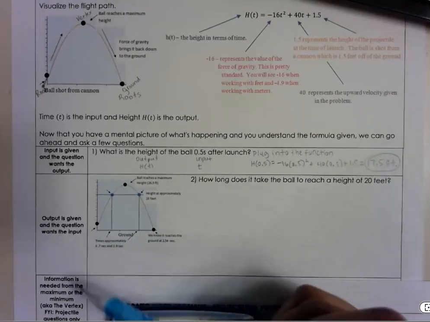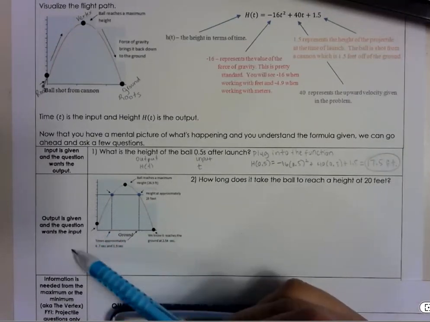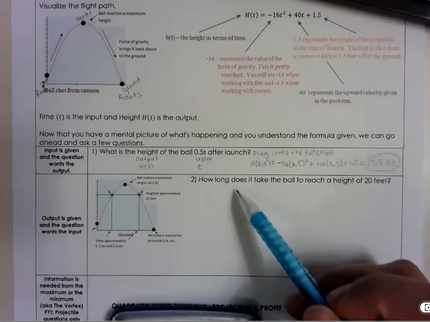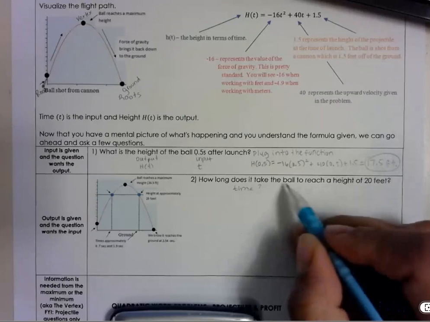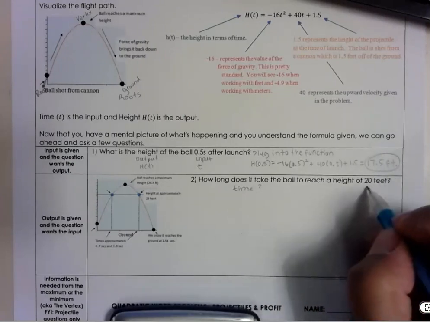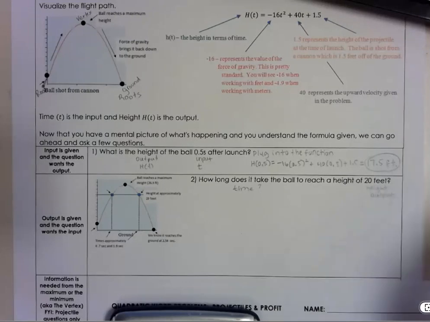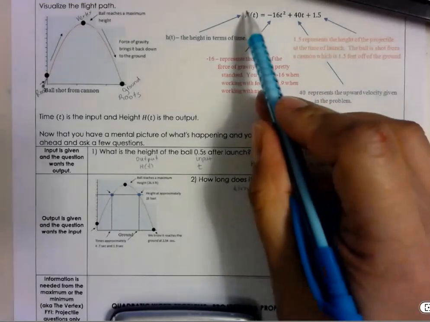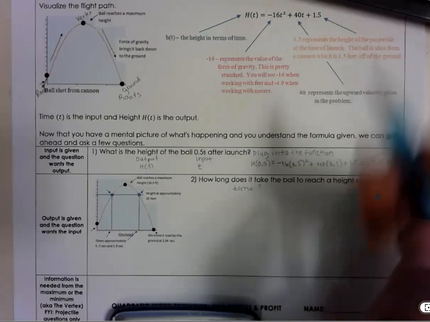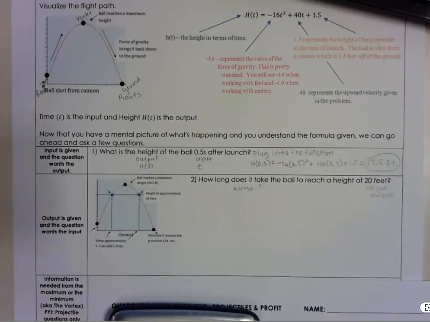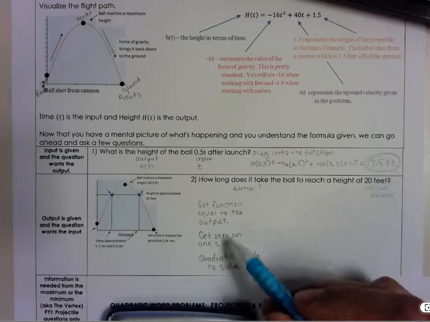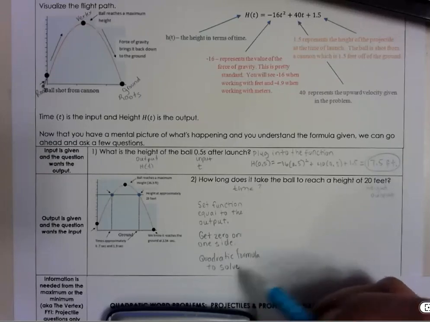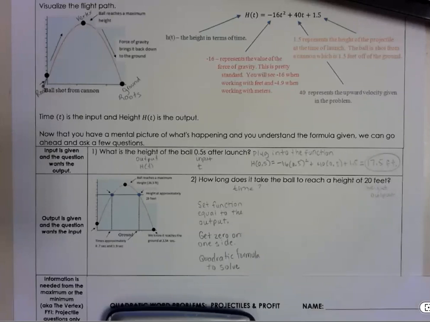The second type of problem that they might give you is they'll give you the output and they'll want the input. So for example, how long does it take for the ball to reach a height of 20 feet? So time is the unknown here. Now this is your height, which means this is the output. So the function equals the height, and the height is 20. You set the function equal to the output, get 0 on one side, and then you use the quadratic formula to solve. So let me show you what I mean.